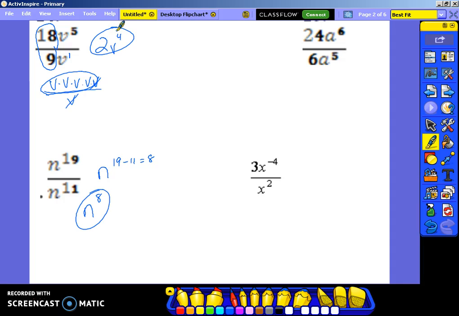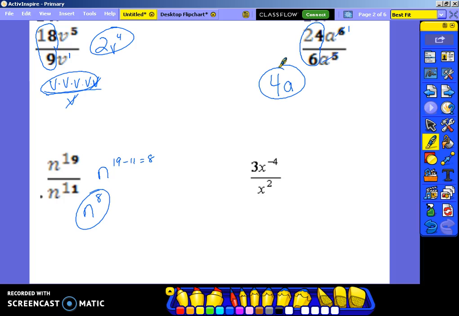All right, the next one is 24a to the 6th power divided by 6a to the 5th power. Divide your coefficients. If you can't divide it evenly, then leave it as a fraction. 24 divided by 6 is 4. I have 6 a's on top and 5 on bottom, so that's going to leave me with 1 on top. If you have an exponent of 1, there's no need to write that 1. You just leave it as 4a.